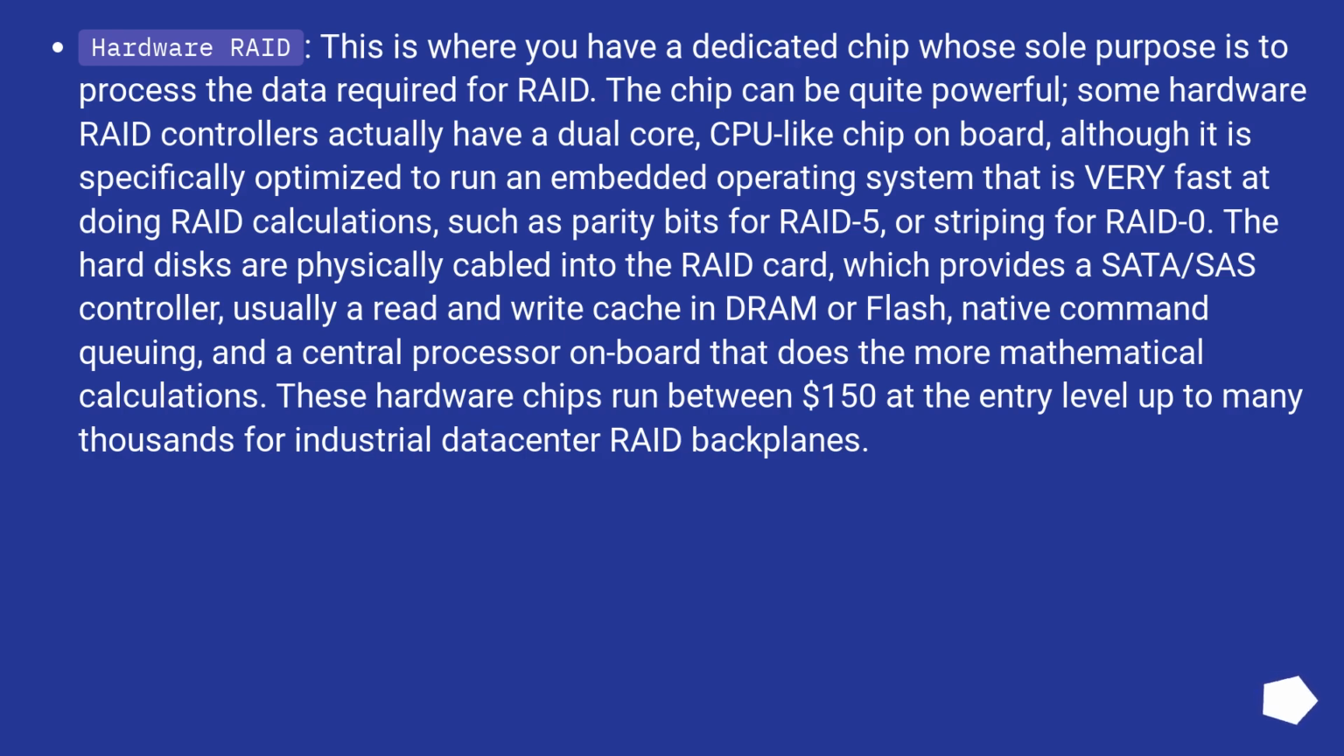for RAID 0. The hard disks are physically cabled into the RAID card, which provides a SATA/SAS controller, usually a read and write cache in DRAM or flash, native command queuing, and a central processor on board that does the more mathematical calculations. These hardware chips run between $150 at the entry level up to many thousands for industrial data center RAID backplanes.